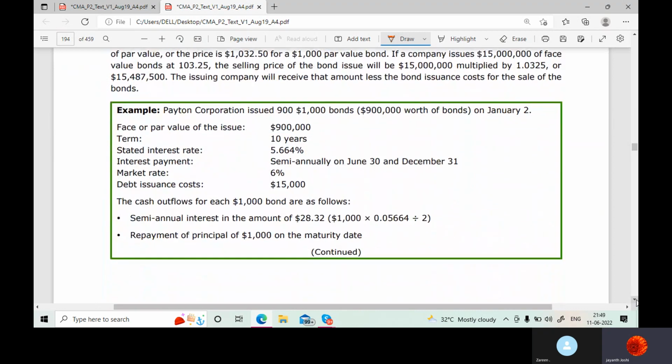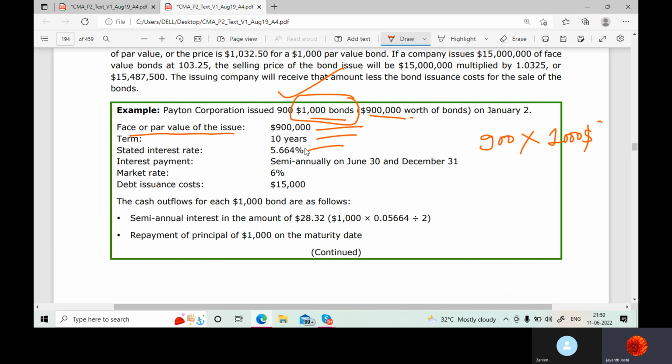Here is a question. Payton Corporation issued 900 bonds, $1,000 bonds actually. So 900 is the number of bonds, and per bond of $1,000 will make this much value. This much the company is borrowing. So this is the face or par value of the issue. And the term is 10 years, and the interest rate is this.